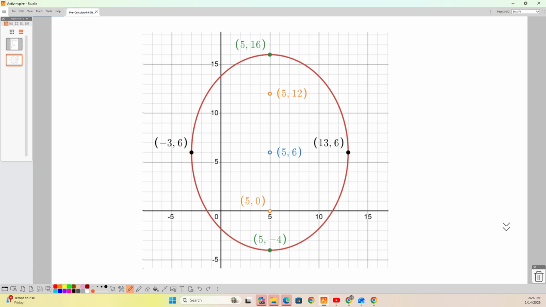And here is a graph of the ellipse. So you can see it is a vertical ellipse. The major axis is vertical. The minor axis is horizontal. You can see the two vertices, (5, 16) and (5, negative 4), the co-vertices of (negative 3, 6) and (13, 6), the center of (5, 6), and then the foci of (5, 12) and (5, 0).